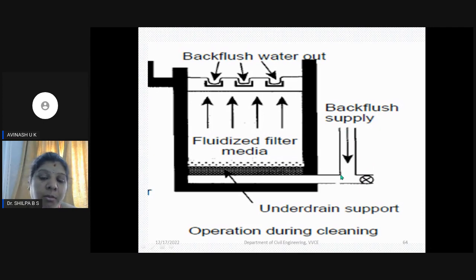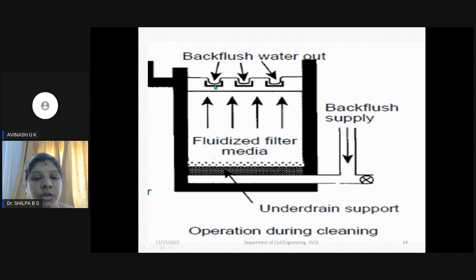So from the backwash water tank, we will allow the water to the under drain. From the under drain, the water will move up. Not only water, even the air will be passed through this sand bed, so that it loosens the compacted sand particles, and then the water will be made to flow.